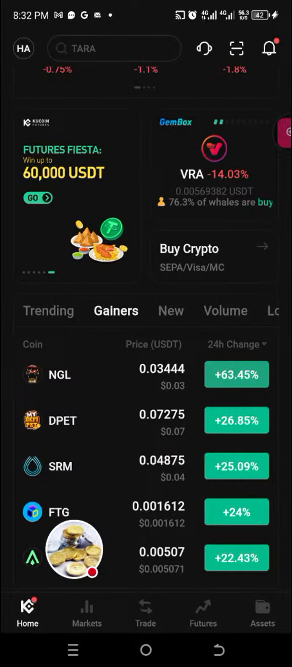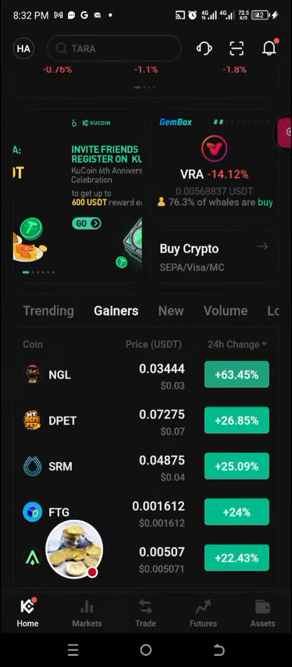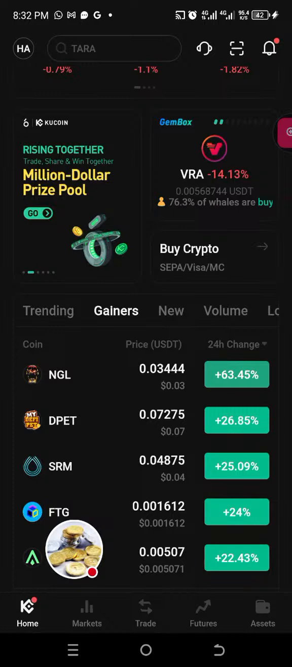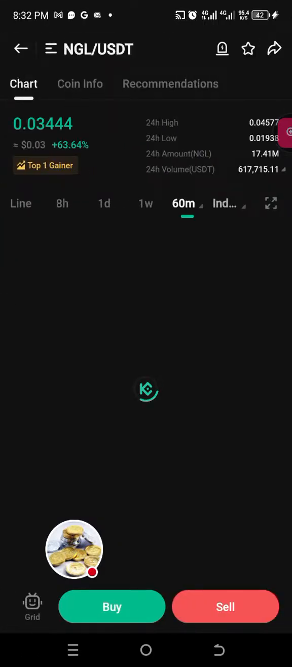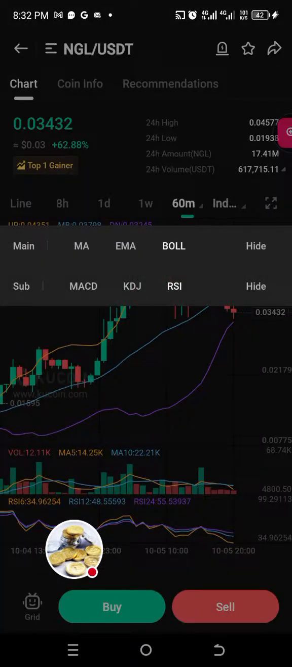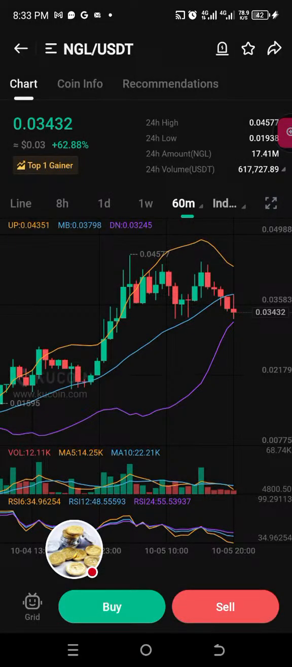All right, so here we have NGL, and it has 63%. It has risen that within the 24 hours change. So let's check what this is all about. Let's see whether this is actually going to work. Now in KuCoin, we don't have parabolic SAR. You can see that these are the indicators. It has MA, EMA, Bollinger, and it has MACD, KDJ, and RSI. So I'm sticking with the ones I know. I can use Bollinger bands.